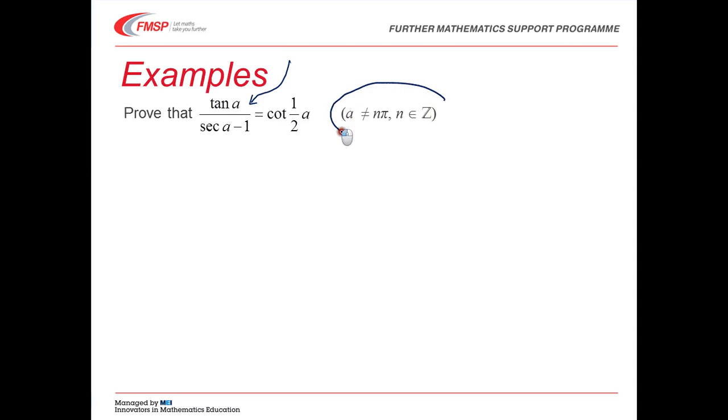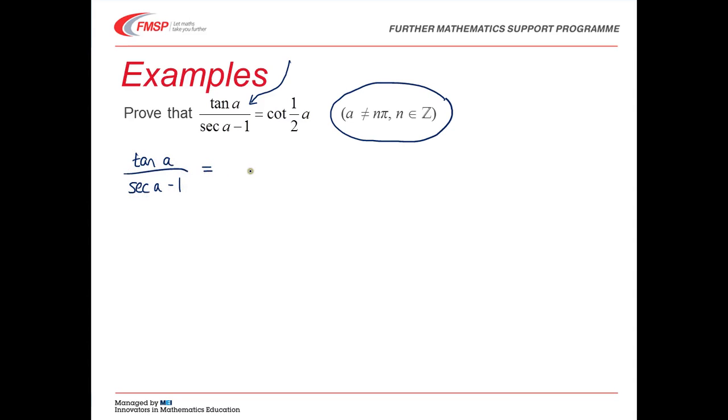The bit in brackets is there to satisfy the pedants, and of course as mathematicians you're probably naturally pedantic. It just means that we're not dividing by 0. You don't need to really worry about that. It's just there to cover the exam board about the fact that we need to note that A is not a multiple of pi, otherwise it's not going to work. Okay, so we're going to start with the left-hand side.